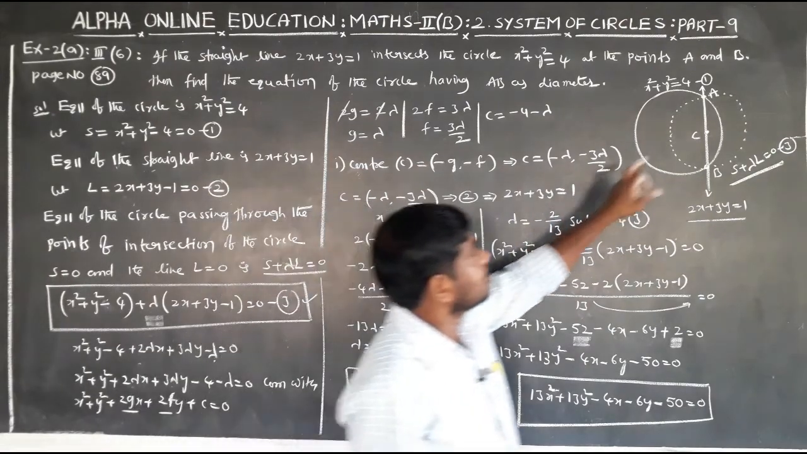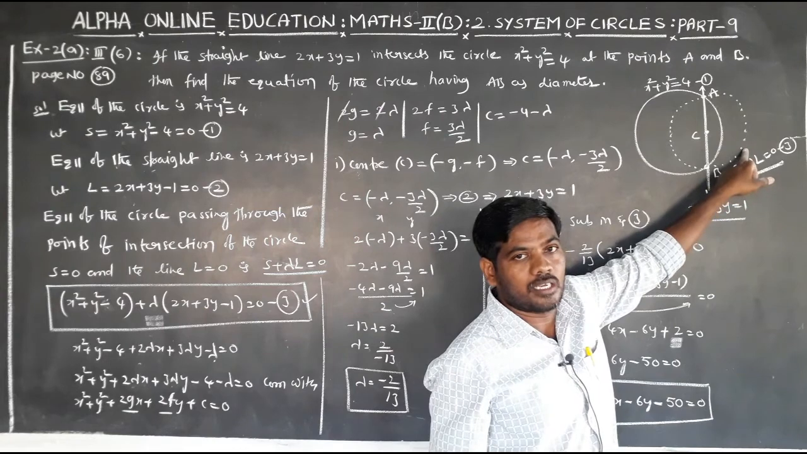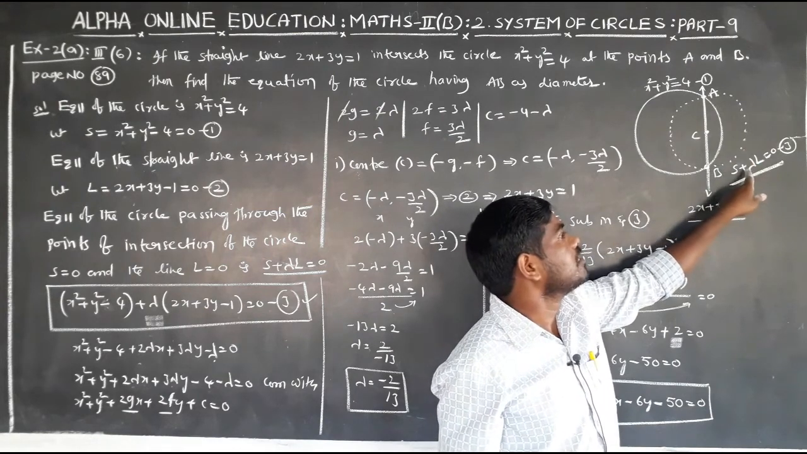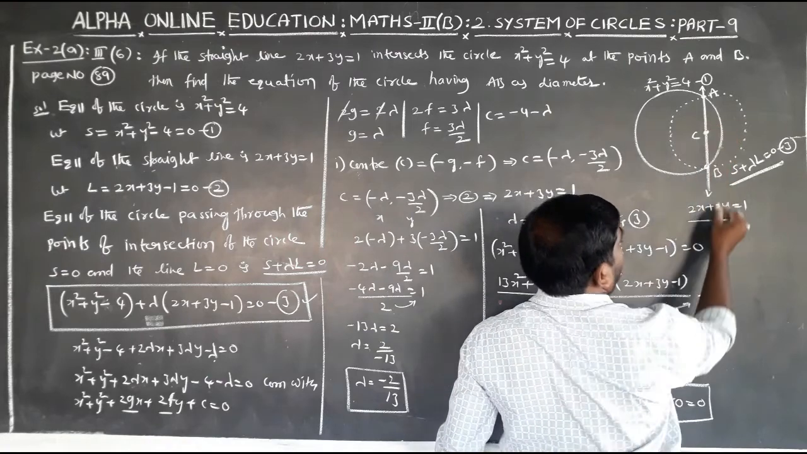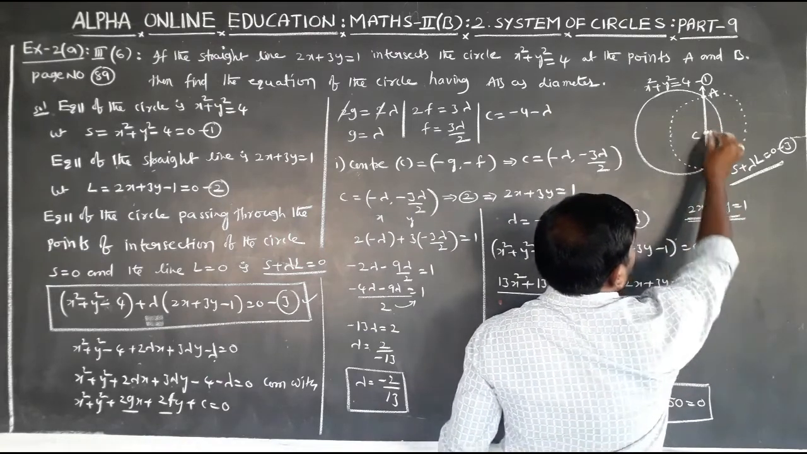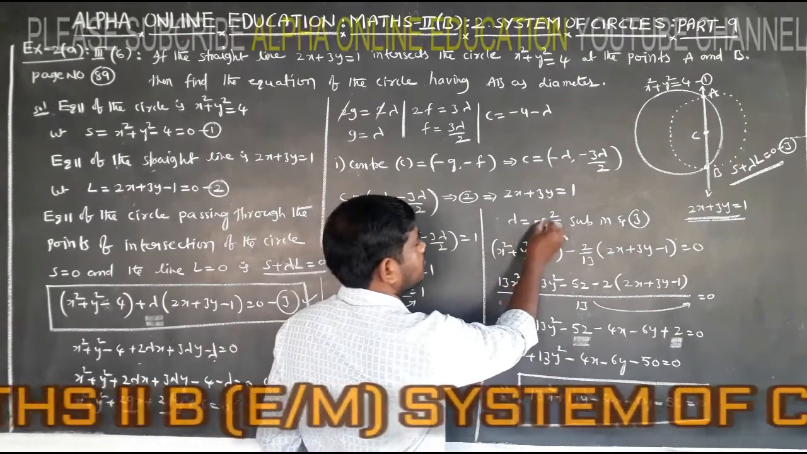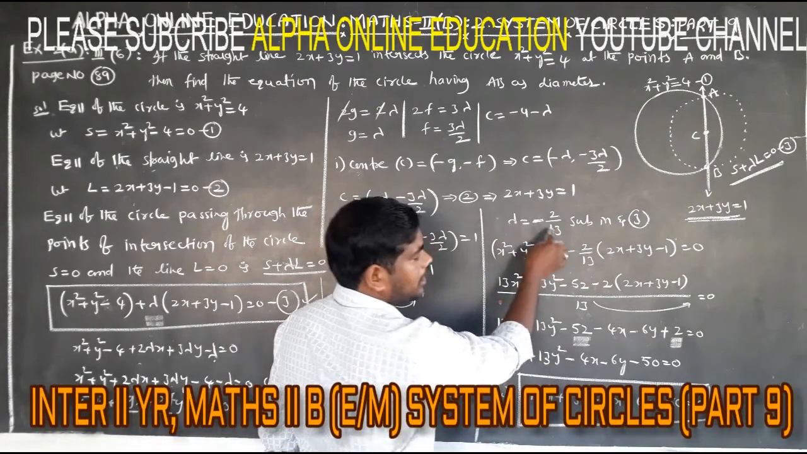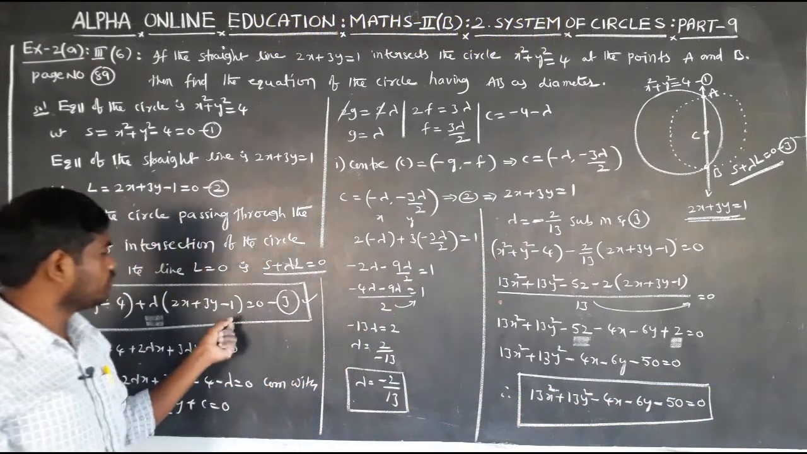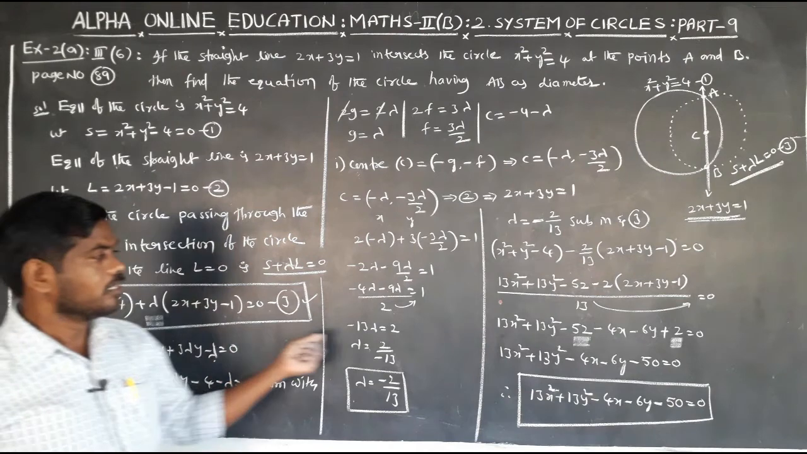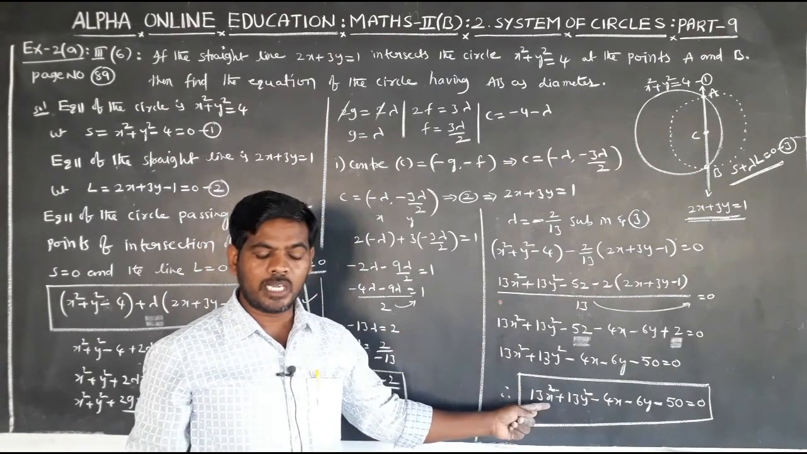Here the given line is the diameter of the third circle. So find the center of the third circle and substitute on the line. Find λ. The λ value is −2/13. Substitute in equation number 3 and simplify. This is the required equation of the circle.